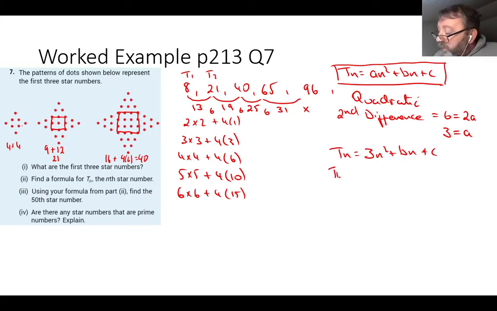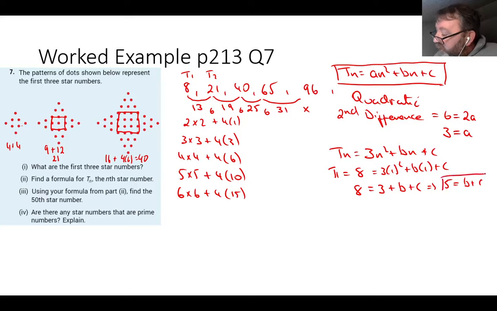T of 1 is equal to 8. We all agree with that. The first term is equal to 8. But then n has become 1, so I can also do that in here: 3 times 1 squared plus b times 1 plus c. So therefore 8 is equal to 3 plus b plus c. What does that give me? That gives me 5 equals b plus c. So there's my first equation.